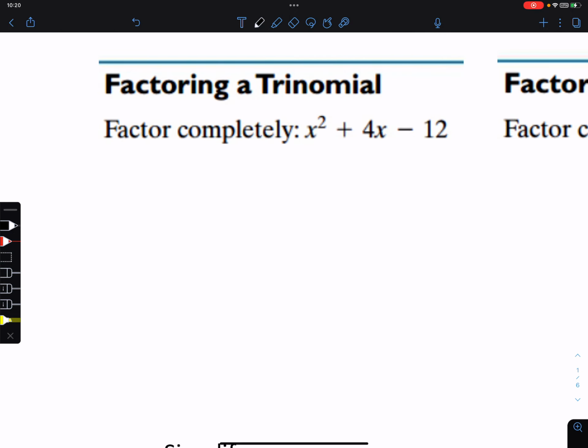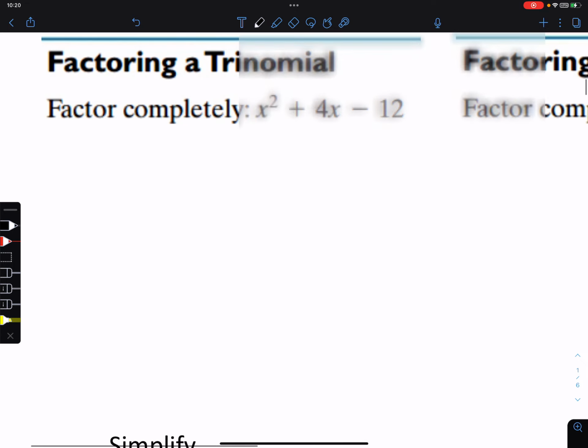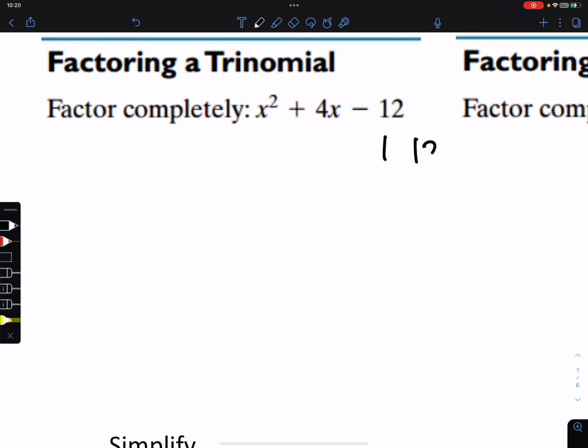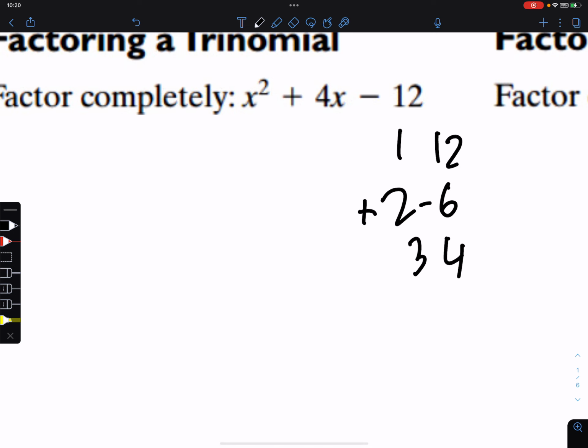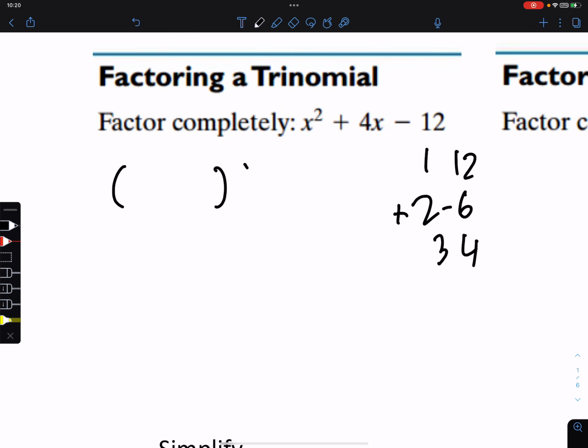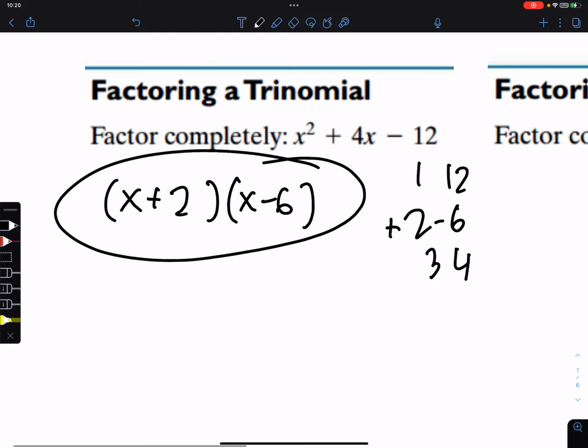Factoring a trinomial again, think of the factors of 12: 1 and 6, 1 and 12, 2 and 6, 3 and 4. How do we get 4 from these? Well, probably plus 2 minus 6. Okay? So x plus 2, x minus 6. And yeah, that works.